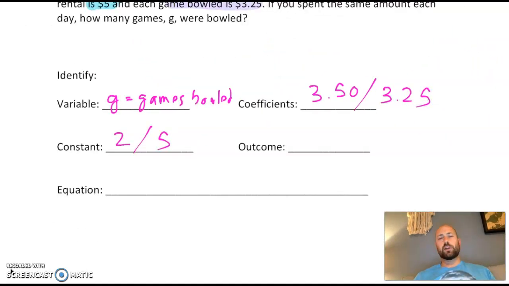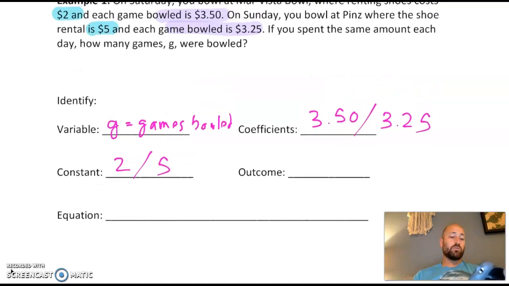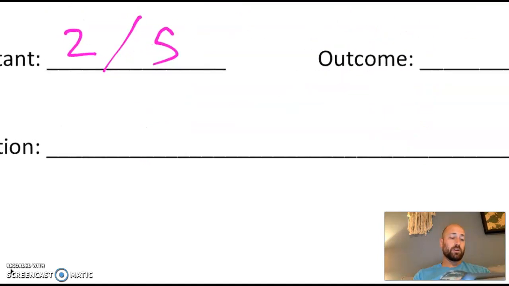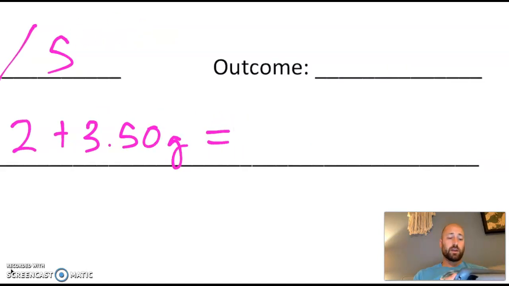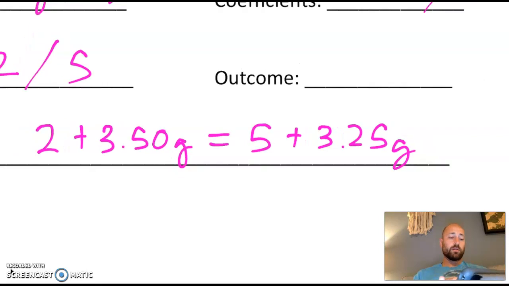This is a little weird, the outcome. So we have 2 coefficients, 2 constants. We don't necessarily have an outcome because we don't know when they're equal to each other. I do have an equation though, okay? 2 and 3.50 went together. So it was $2 plus 3.50 per game. We want to know, when is that the same as $5 plus $3.25 per game? There we go.